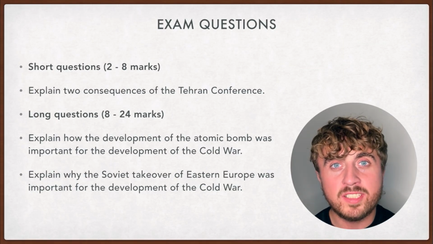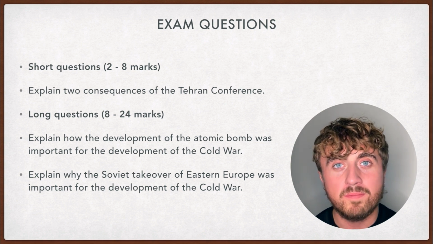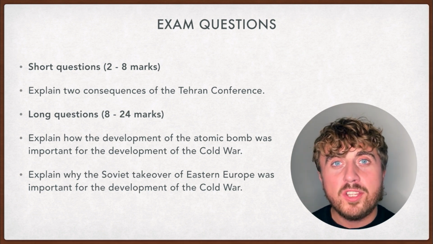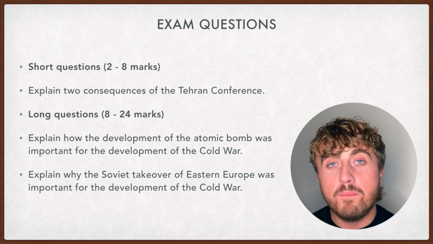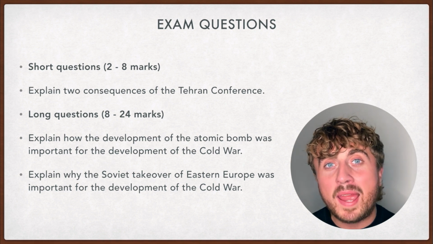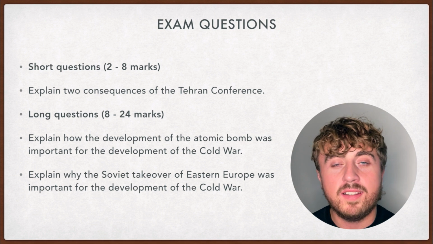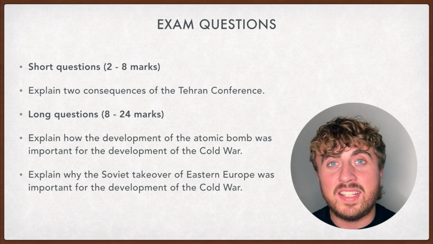Now let's go over some common exam questions that refer to the origins of the Cold War. A short question might be, explain two consequences of the Tehran Conference. You may like to refer to any rising tensions from this conference, for example, disagreements over Germany. So you could talk about the reparations that Stalin wanted compared to the rebuilding of Germany's economy that the Western allies wanted because of the Treaty of Versailles and the reaction to that in 1919.